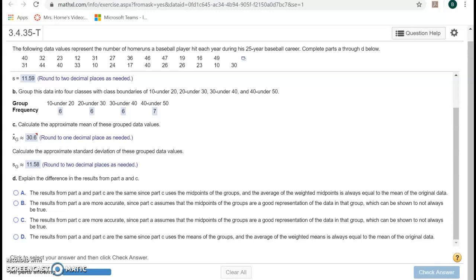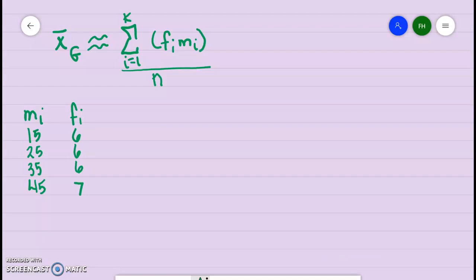So what I'm going to do is find the midpoint of 10 to 20, 20 to 30, 30 to 40, and 40 to 50. Basically the midpoint would be add your two numbers up and divide by 2. So I have done that, and I have listed the frequencies and the formula for group data. The formula says to multiply the frequency times the midpoint of each group and then sum it.